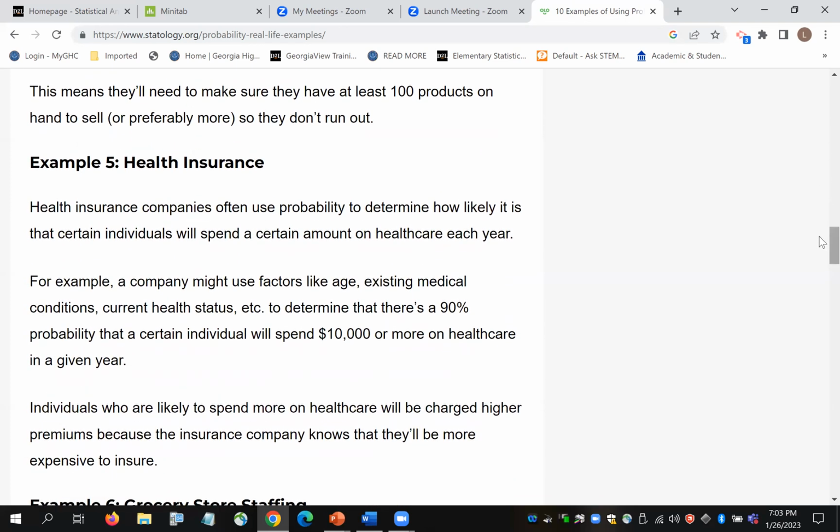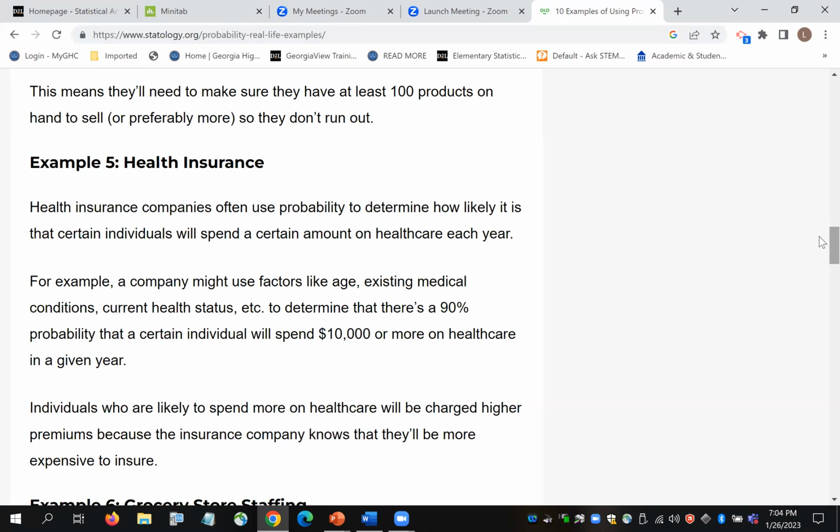Even health insurance rates, car insurance rates, and life insurance rates are determined based on probability. For life insurance, it's the probability that you're going to live the next year. For health insurance, it's how likely you are to spend a particular amount on health care in a particular year. They may look at factors like your age, existing medical conditions, and your current health status to determine the probability that you're going to spend $10,000.